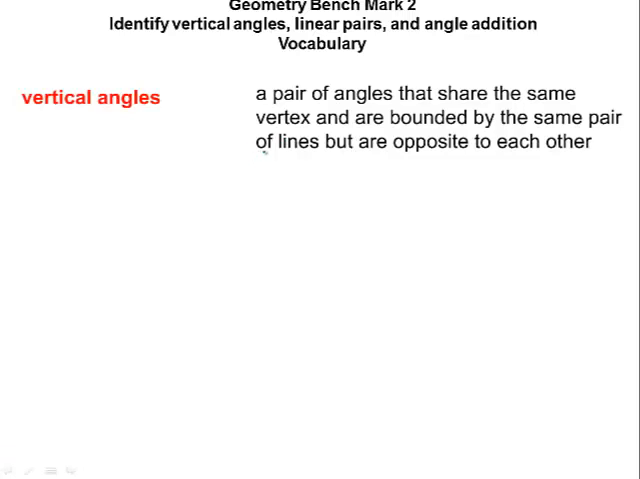Vertical angles. It's a really complicated definition, but what happens is you take two lines and you intersect them, and you get vertical angles. This set is a vertical set, so these two angles are vertical to each other, and this angle is vertical to this angle. So you have intersecting lines, you get two pairs of vertical angles, opposite angles.